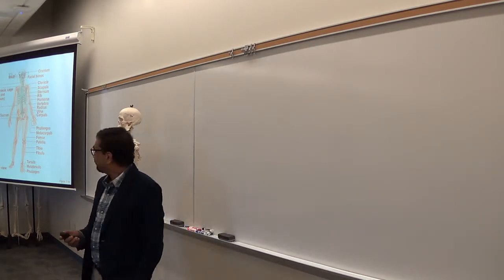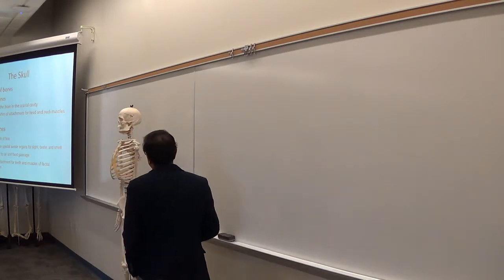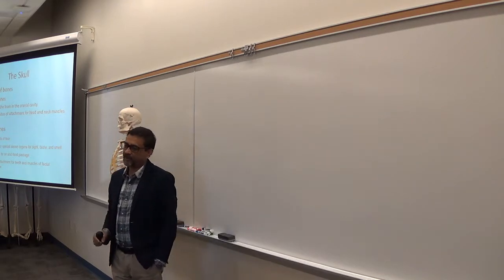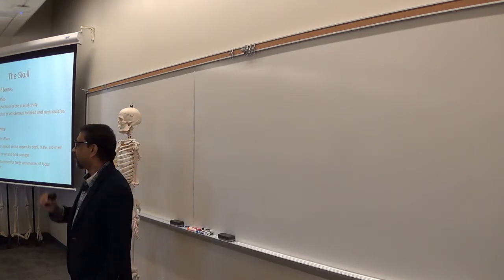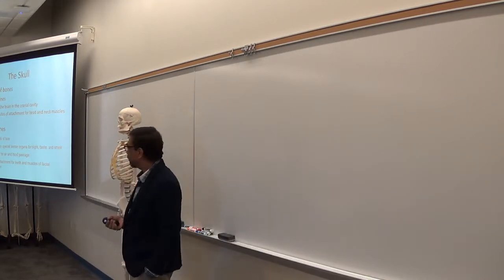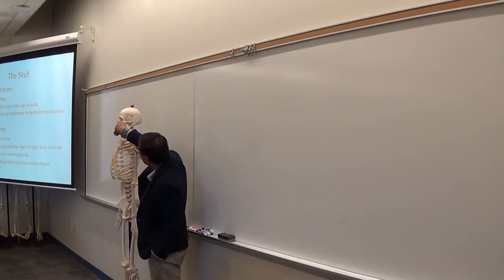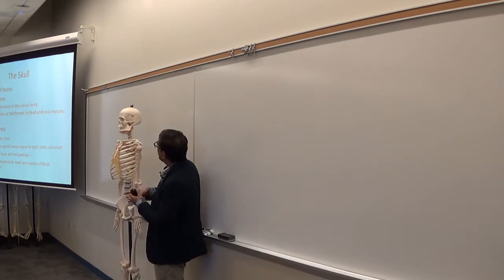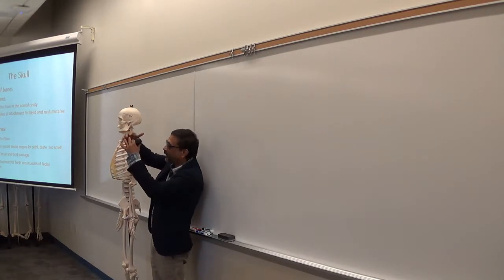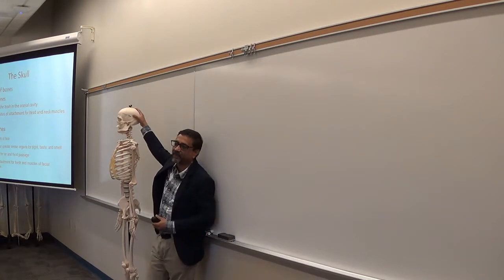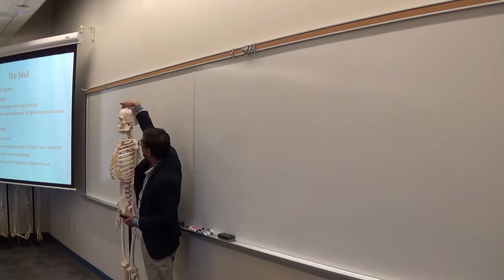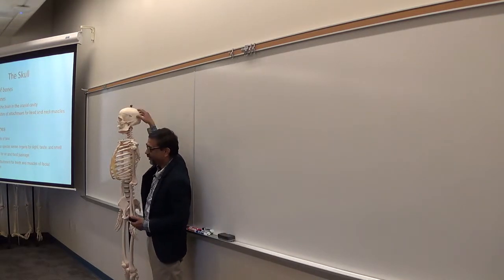Now, first the skull. This is the skull, and the bones of the skull are grouped into 2, cranial bones and facial bones. Cranial bones form a cavity. They join together to form a cavity called the cranial cavity, in which the brain is located. So these are the cranial bones around the brain.